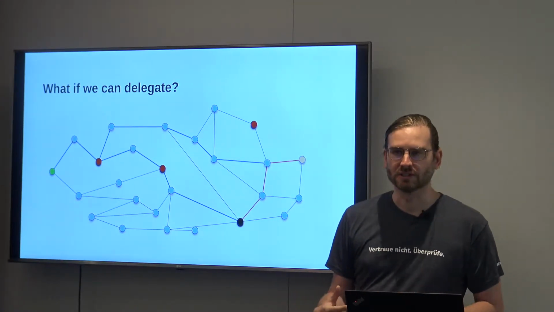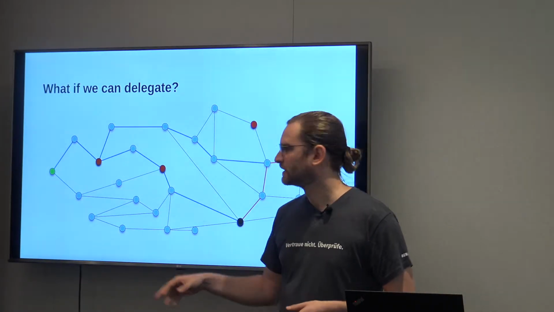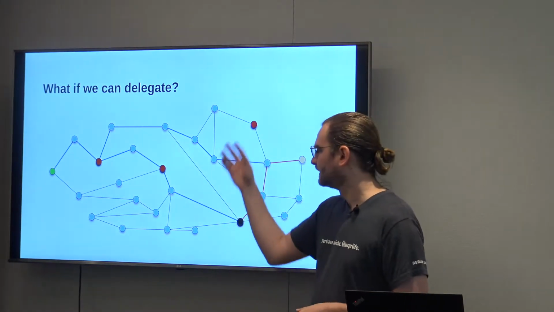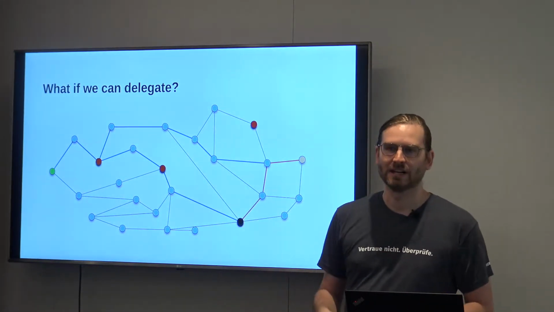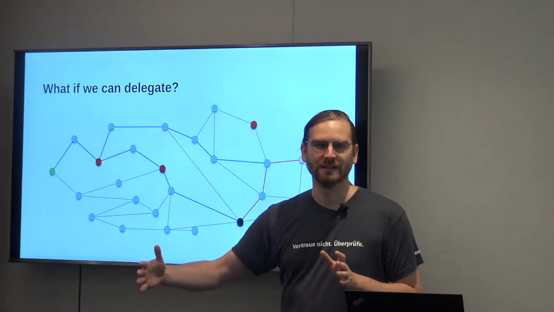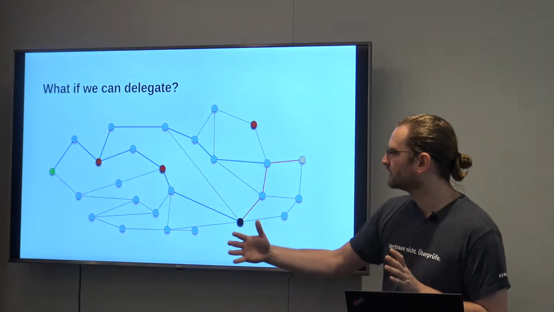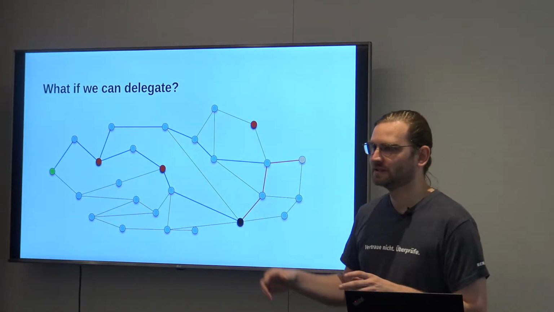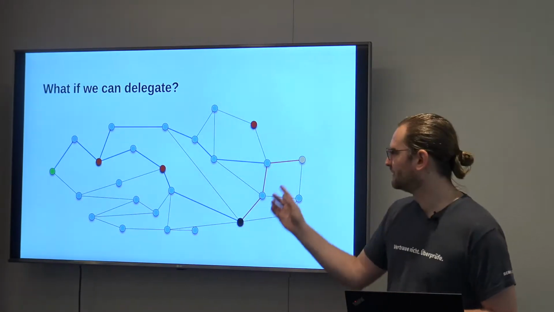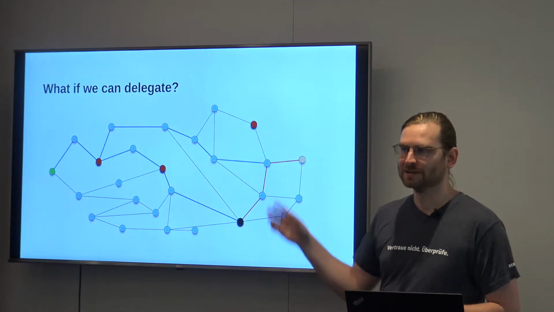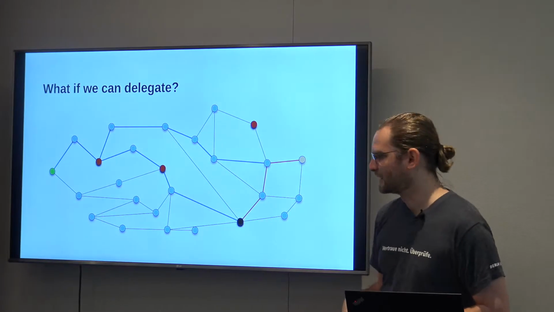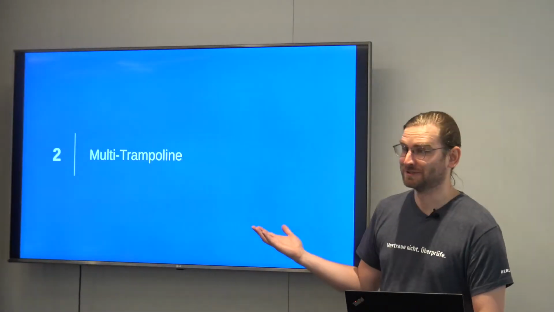It's kind of questionable how deep you want to have this, because if this guy tries 10 times and this guy tries 10 times and all of these guys try 10 times, if you have a three hop multi trampoline, then you end up with 1,000 attempts to reach this guy in the worst case, and only then you report failure back. I'm not so sure if we actually want to do that, but it's an option.